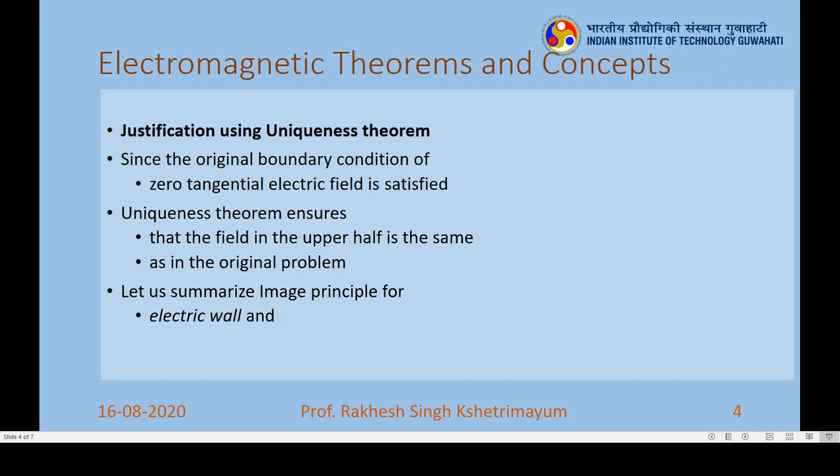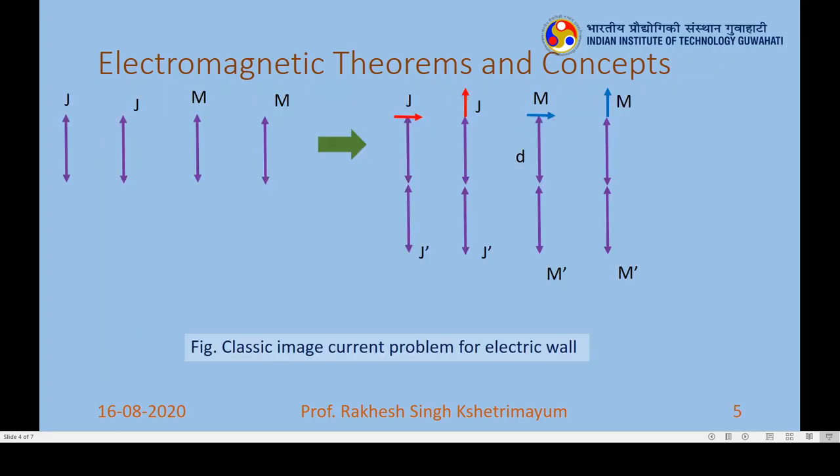So we want to summarize the image principle. We can derive it, but derivation is a lengthy process, but we can always summarize and remember what is the image principle for electric wall and magnetic wall. Electric wall is when we have the electric conductivity equal to infinity, and magnetic wall is when we have magnetic conductivity equal to infinity. We will try to summarize for the image principle. So let's look at this diagram here.